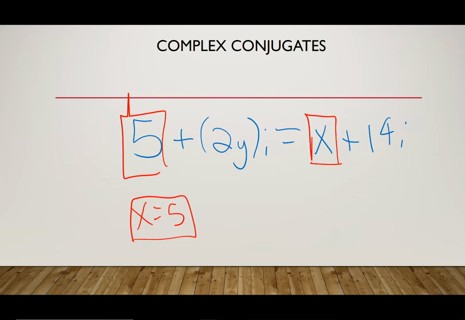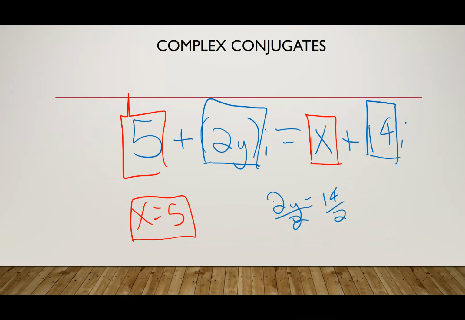Now, I've got 2yi here, and I've got 14i here. You don't have to really worry about the i. I don't think I explained that the first time I did an example. If 2y is the same as 14, they both already have i in it, so you don't have to worry about it. But 2y has to be the same thing as 14. So 2y equals 14. Divided by 2, y is 7. If y is 7, then those two parts are equal to each other.